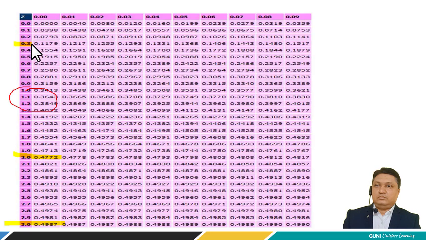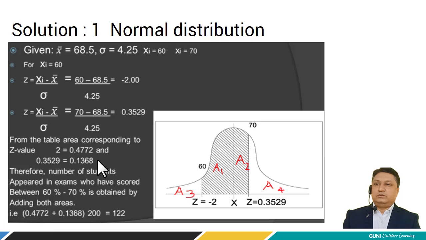First of all, we will see and mark the 0.3 and up to here in this column. 0.05, we add 0.05 in 0.3, so we get 0.35. So the area will be 0.1368. So here we have marked the area 0.1368. So first area is A2, we are getting the A2, and the second area.